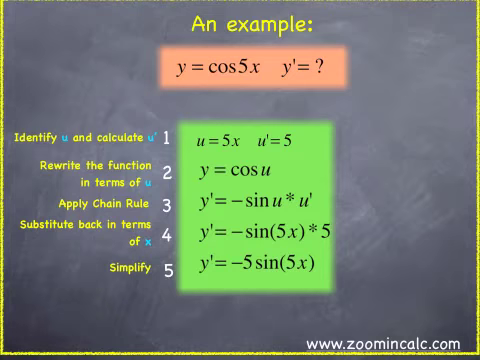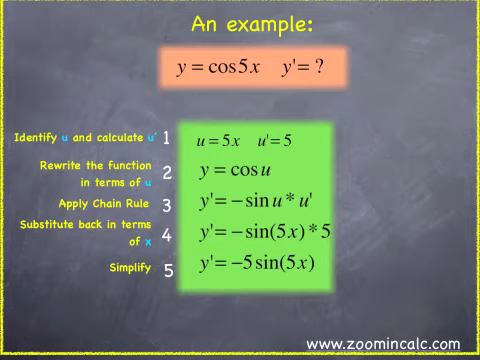And now it looks like cosine of u. Step 3, apply chain rule. The derivative of cosine is minus the sine. So we have minus the sine of u. But the second part of that is to multiply the result by u prime. That's absolutely critical when we do chain rule.